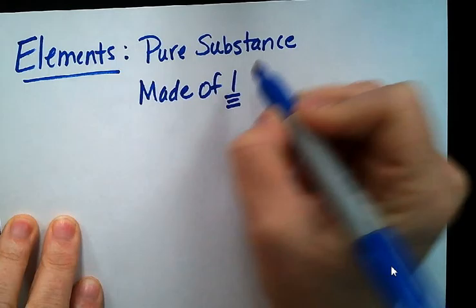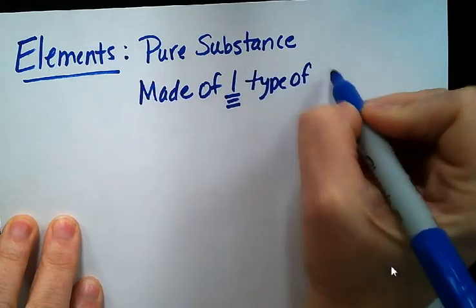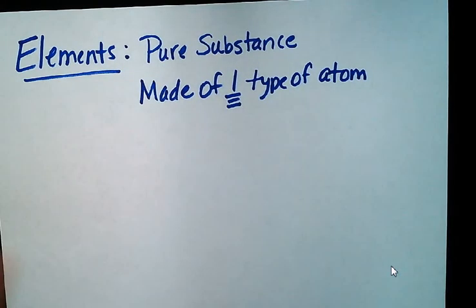So in my bar of gold, I would not find oxygen. I wouldn't find an atom that's silver or platinum. I wouldn't find a molecule of water. I wouldn't find that in my bar of pure gold because it's a pure substance. The only atoms I would find there are gold atoms. And it would have the same number of protons, the same number of neutrons, the same number of electrons every single time.